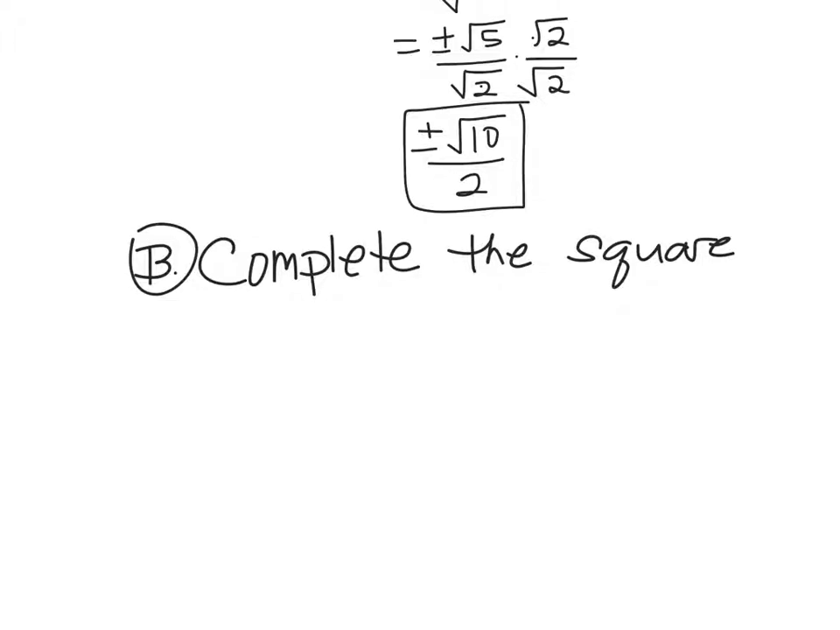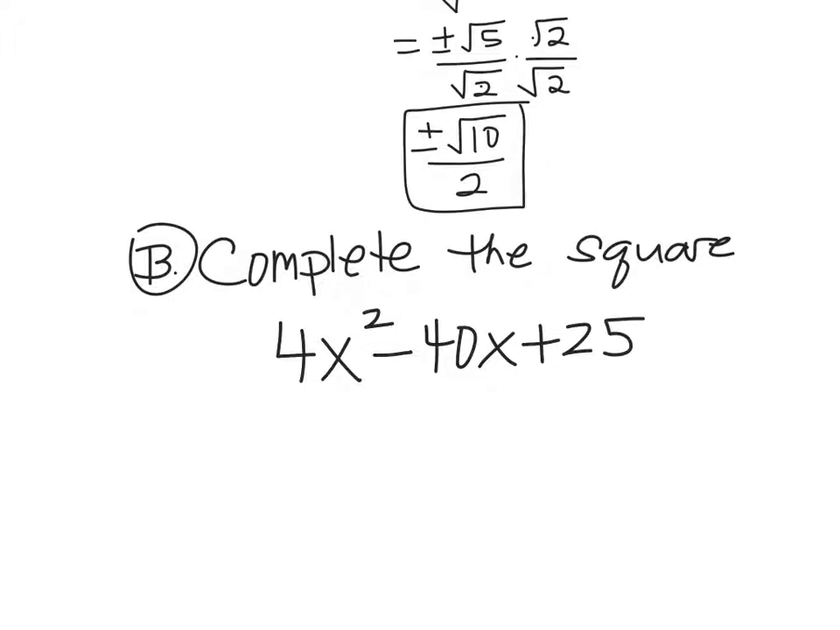Like, for example, 4x squared minus 40x plus 25. Okay? Do you remember factoring these? What we did was this was one of our special cases where this whole thing is a perfect square.